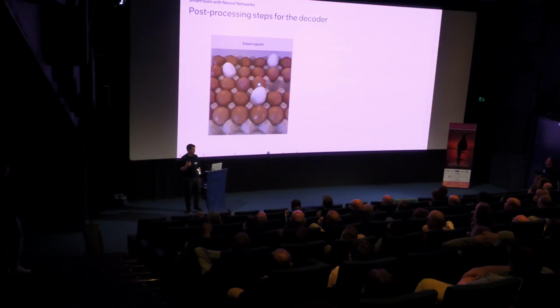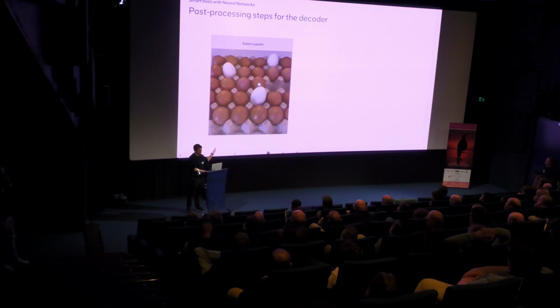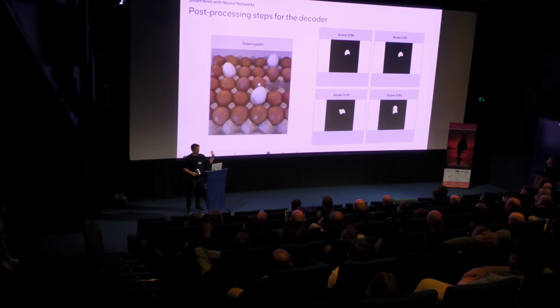Okay. When we do the post-processing for the decoder, so first, when you call the decoder, you have to provide the prompts. And basically what we provide is a point that the user clicks on, or if the user is hovering, we provide the location that the user is hovering on. So we give that point, and the model outputs 4 masks. The decoder outputs 4 masks.